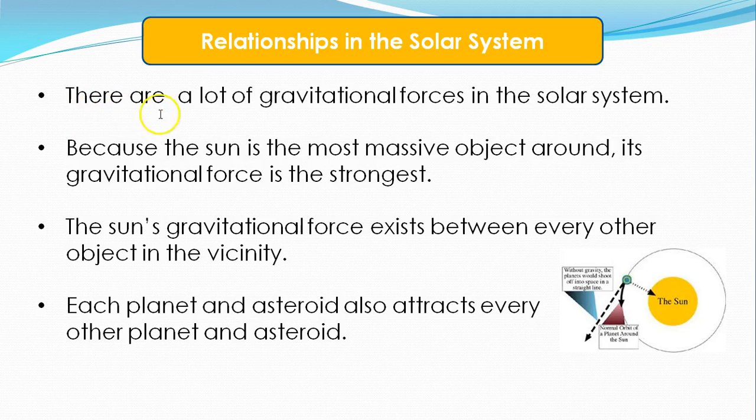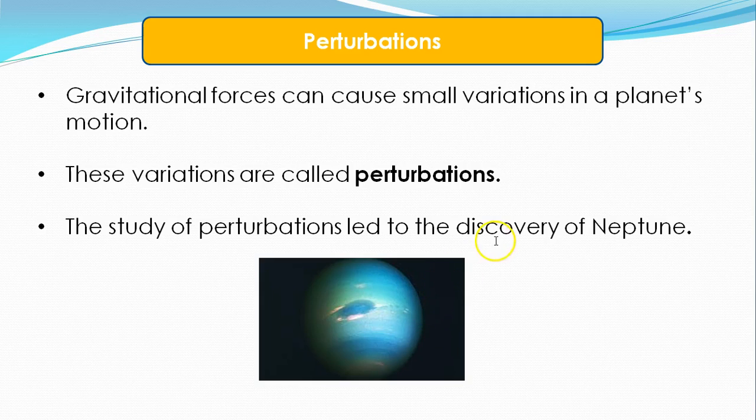There are a lot of gravitational forces in the solar system. Because the sun is the most massive object around, its gravitational force is the strongest. The sun's gravitational force exists between every other object in the vicinity. Each planet and asteroid also attracts every other planet and asteroid. Gravitational forces can cause small variations in a planet's motion.